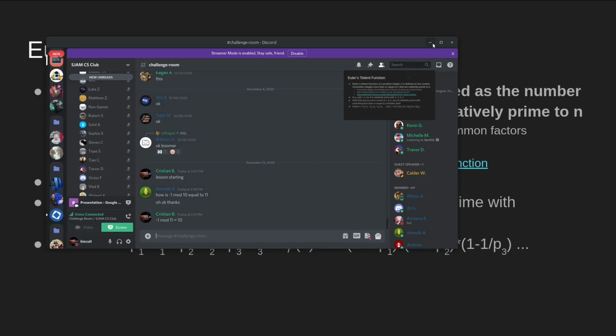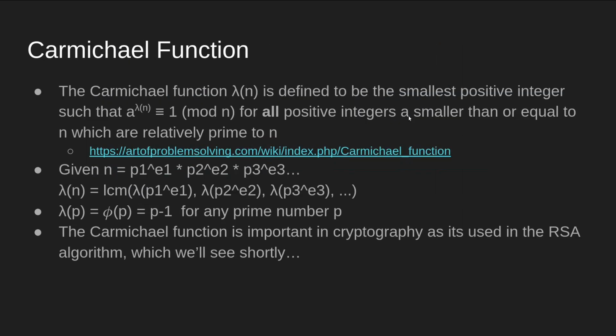Nope. Okay. And then the next function we'll talk about is the Carmichael function. Trevor's also going to be mentioning this one. The Carmichael function lambda of n is defined to be the smallest positive integer such that a to the lambda of n is congruent to 1 modulo n for all positive integers a smaller than or equal to n which are relatively prime to n. So again, AoPS has a good article on it.